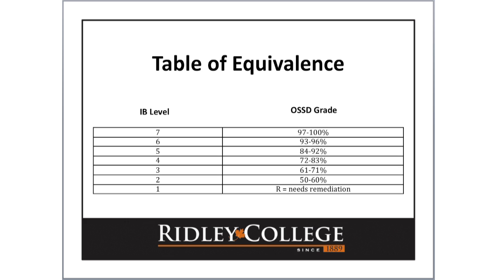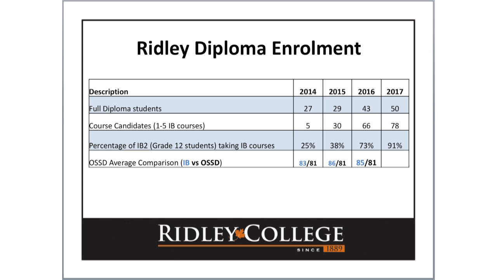This is kind of an overview of how the program is going. I mentioned we're in our 4th cohort in this year, in 2017. There are 50 students enrolled. And I mentioned the course candidate. Course candidate refers to students who are not doing the diploma. They're doing 1 or more IB courses. Many of the students in the school are doing 6 IB courses, but they're not doing the core, and their courses don't really conform to the groupings that are required for the diploma. And you can see that the course candidate group has grown dramatically. It's now surpassed the diploma group. The percentage of students in grade 12 taking IB courses continues to increase.